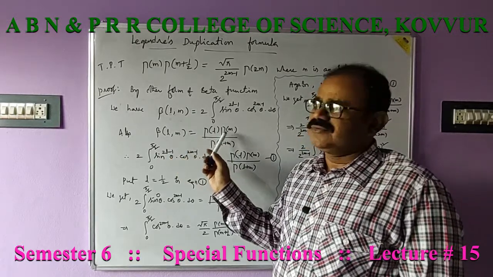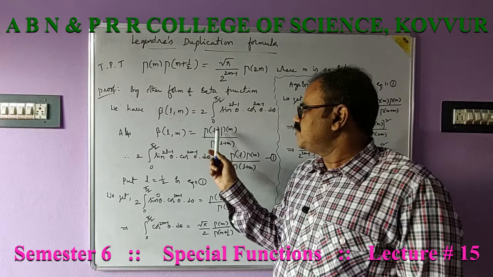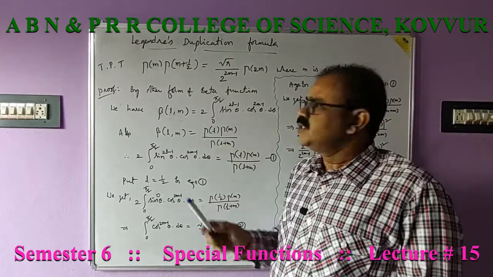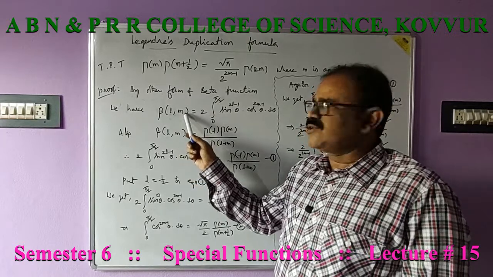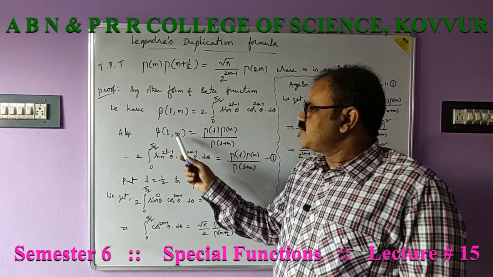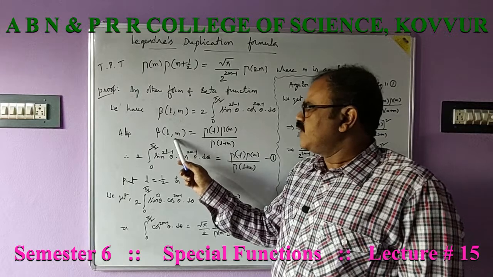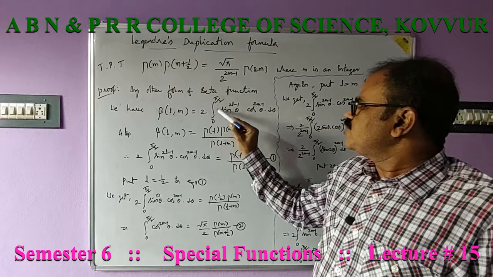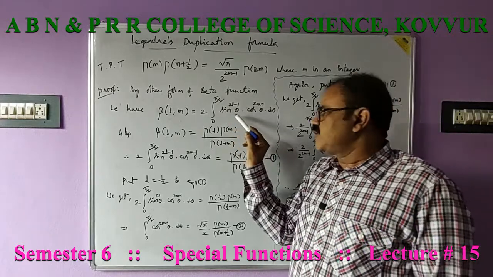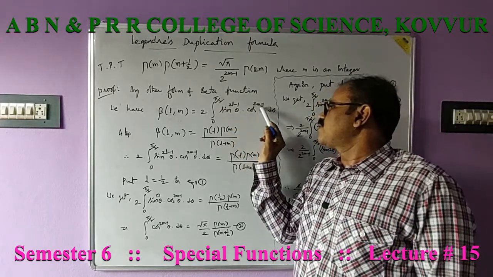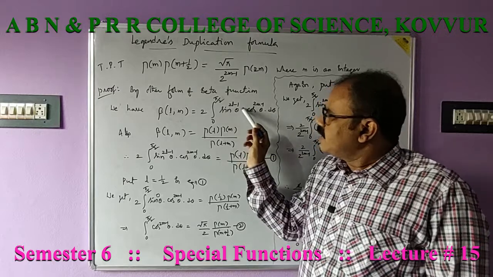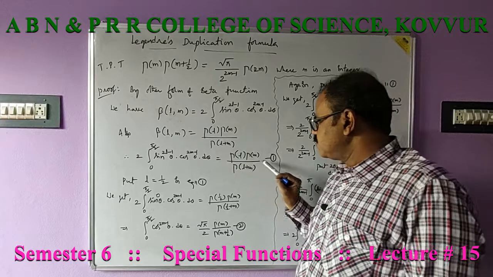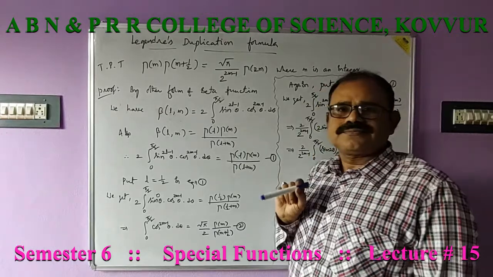This is the derivation. By the relation, beta l m is equal to gamma l into gamma m by gamma l plus m. Both are beta l m. This is another form of beta function, and this is the relation between beta and gamma. Therefore, equating the right hand sides, what you get is 2 into integral 0 to pi by 2 sin to the power of 2l minus 1 theta into cos to the power of 2m minus 1 theta d theta is equal to gamma l into gamma m by gamma l plus m. Let it be equation 1.